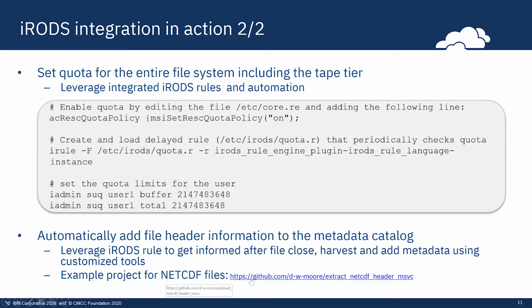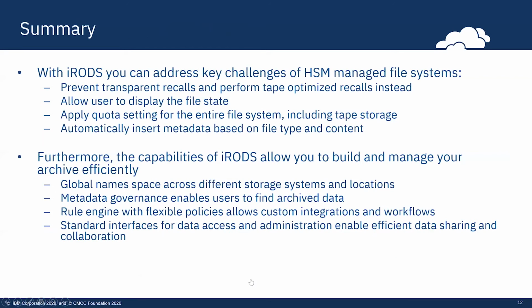Okay, so these are 4 implementations we did, which I think are very well suited to address the challenges with HSM managed file systems. And you can even do much more with iRODS, depending on your requirements and so on. So in summary, iRODS allows you to address key challenges of HSM managed file systems. You can prevent transparent recalls, which are not good, they are slow, and perform tape optimized recalls instead. At the same time, you can provide clear SLAs to your user, how long it's going to take to get files back from tape, right?